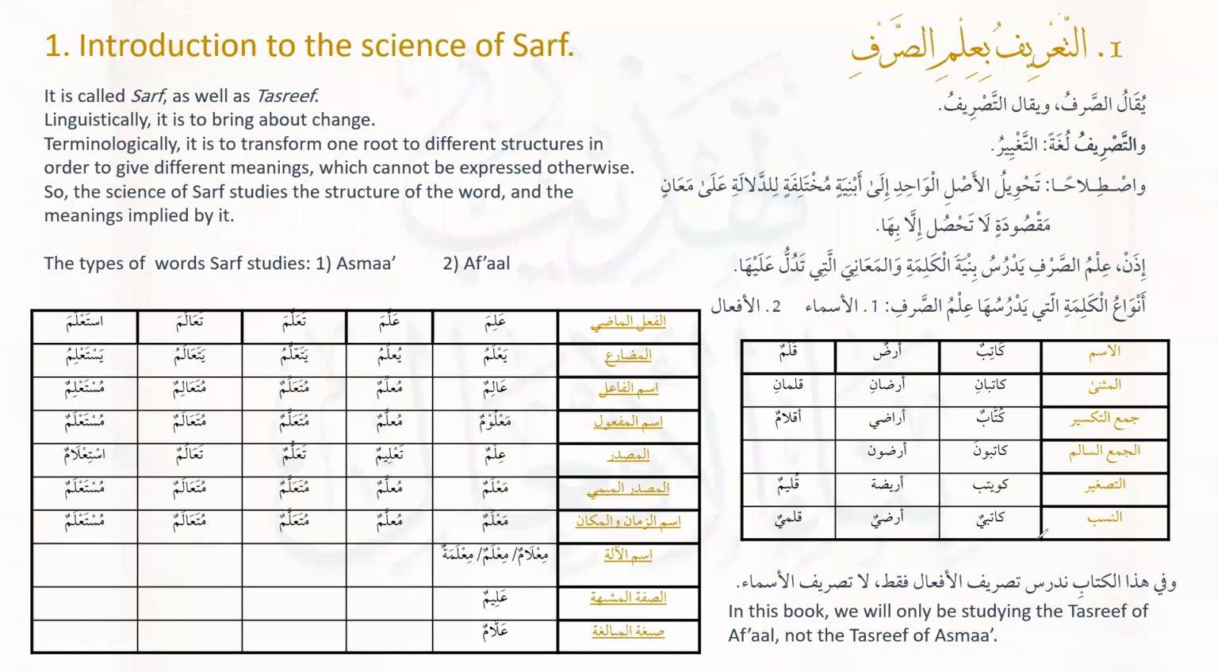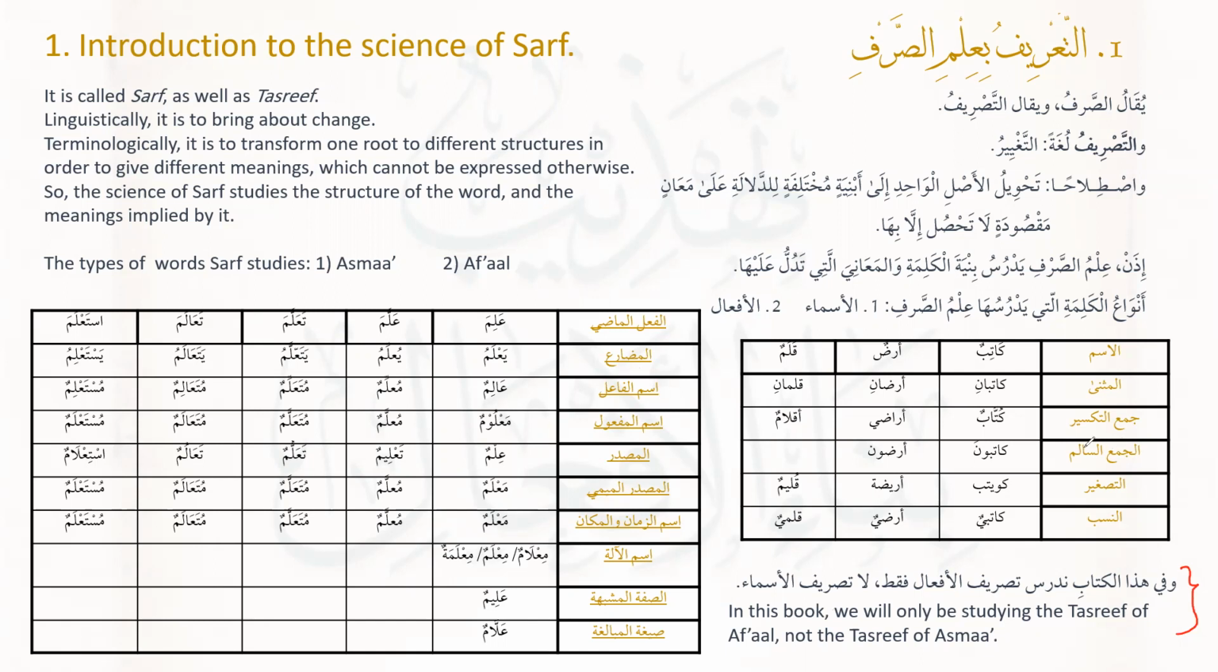Something that we want to clarify before we start the book, we say: وفي هذا الكتاب ندرس تصريف الأفعال فقط لا تصريف الأسماء. In this book, we will only be studying the tasrif of أفعال, which is the more important part, the more important section of Sarf. This book only has tasrif of أفعال and does not contain the tasrif of asma. So we'll be learning the tasrif of أفعال, not the tasrif of asma. Clear, brothers? In this book, that's what we'll be focusing on.